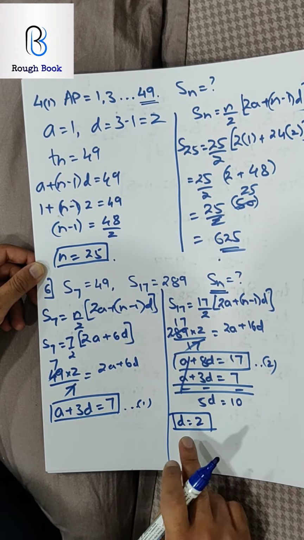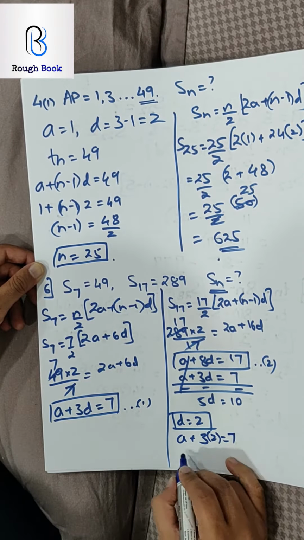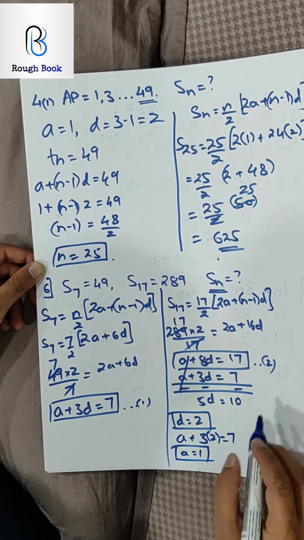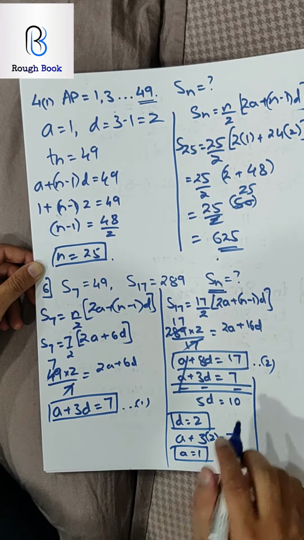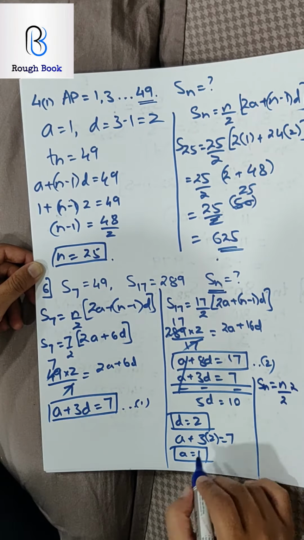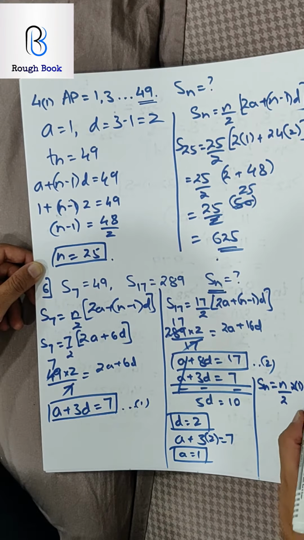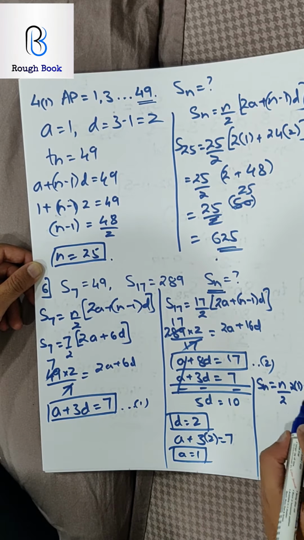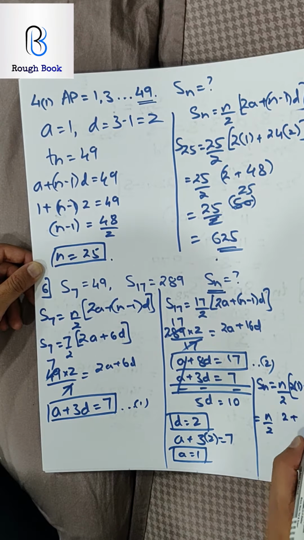How will I get the value of A? By substituting. So A plus 3 into 2 is 7. So A will be 1. So did we manage to get the value of D and A? Yeah. Now Sn. So N is not known. 2 into A, which is 2. N minus 1, again not known. Into D, which is 2. Yeah. So N by 2. 2 into 1, 2. Open the bracket.